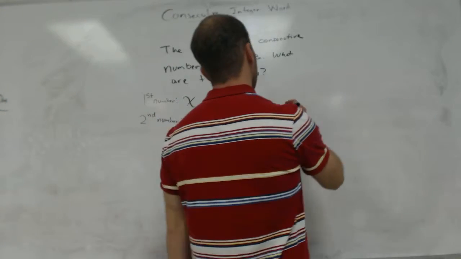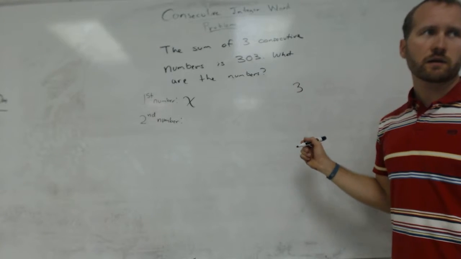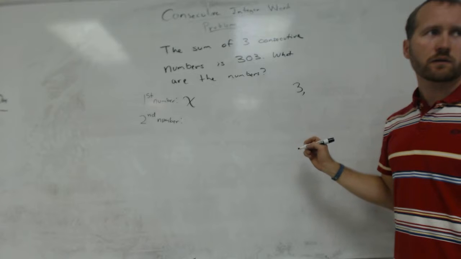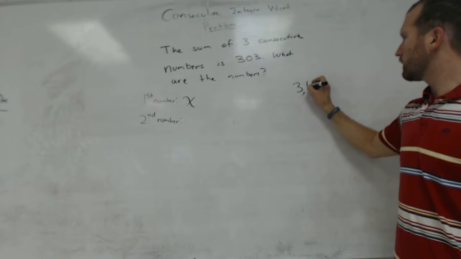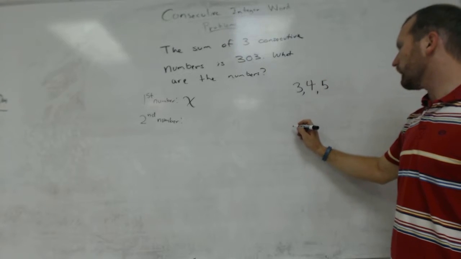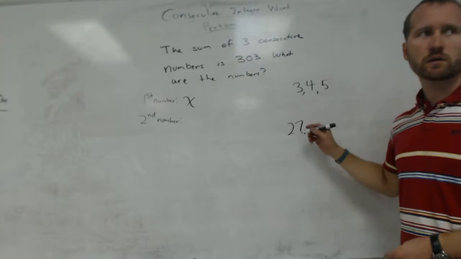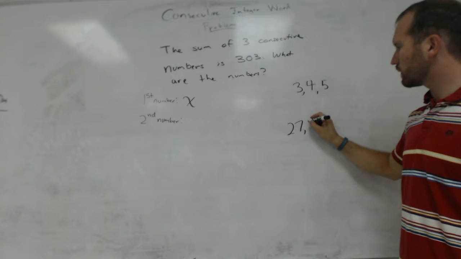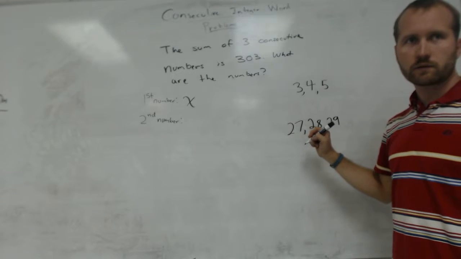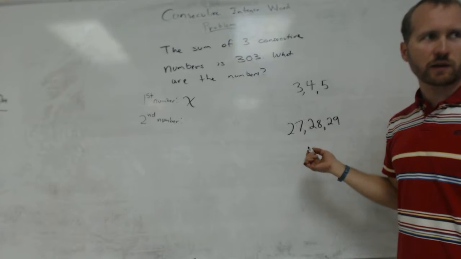Let's think about it this way. If my first number is 3, what is the next consecutive number after 3? What's the number after 3? 4. Right? What's the next one? 5. What if the number, I don't know, maybe it's 27? What are the next two consecutive numbers? 27, 28, 29. Right? The number after 27 is 28, right?